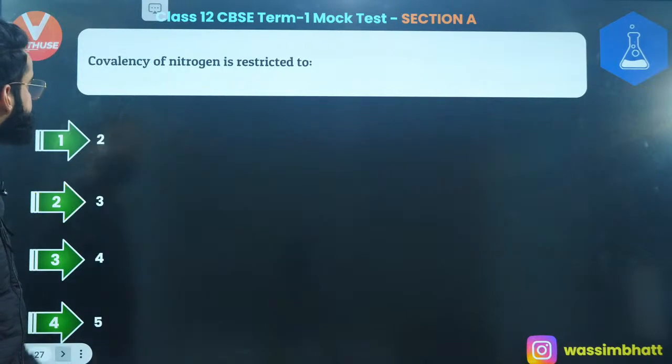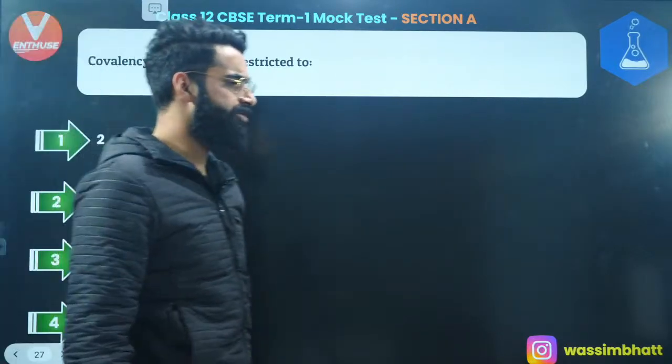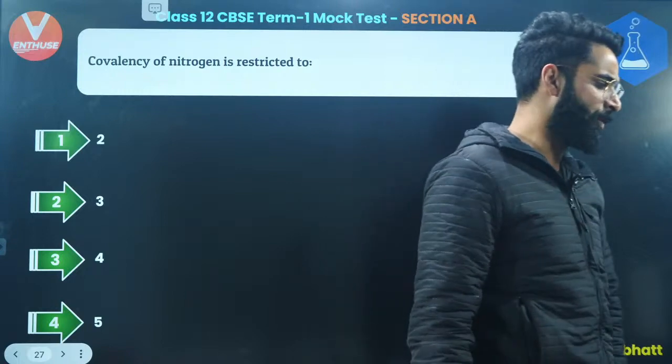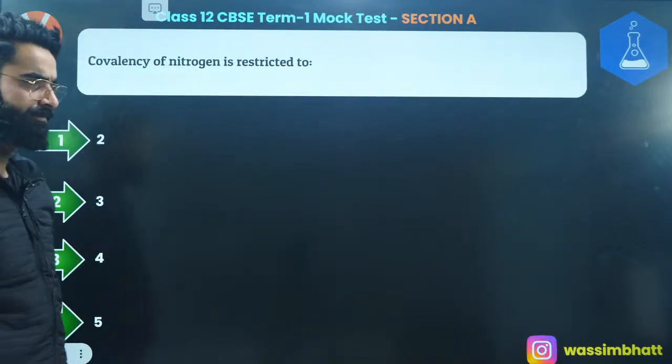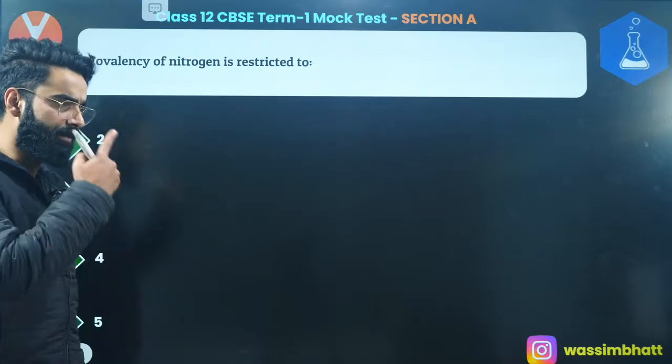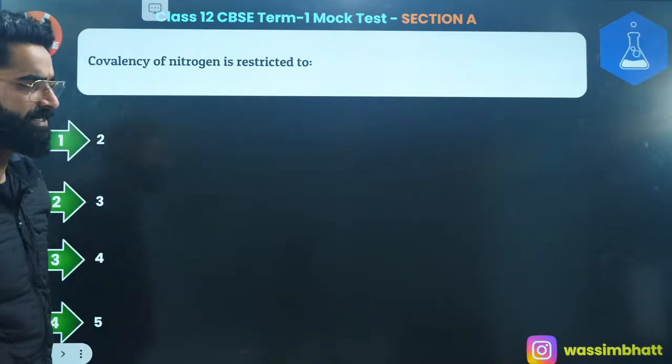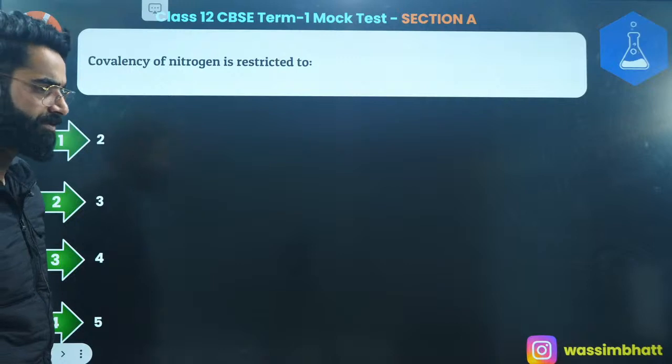That's wonderful. Okay. Covalency of nitrogen is restricted to... What is the maximum covalency of nitrogen, my dear people, fast? A very simple question. Yes, exactly. NCERT is enough for your boards, even for JEE Mains.